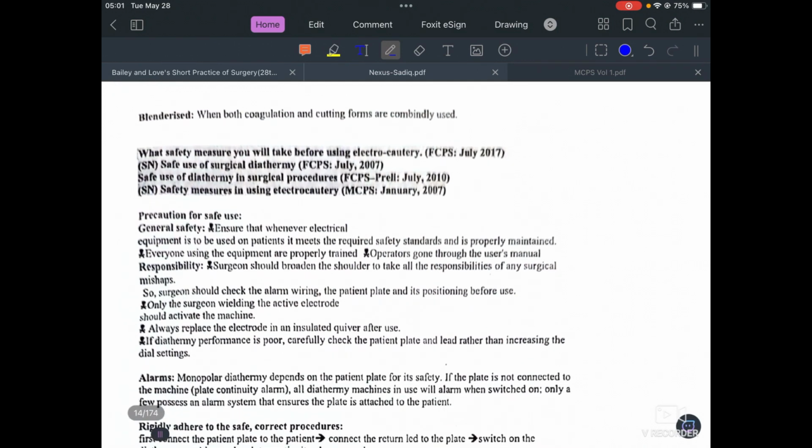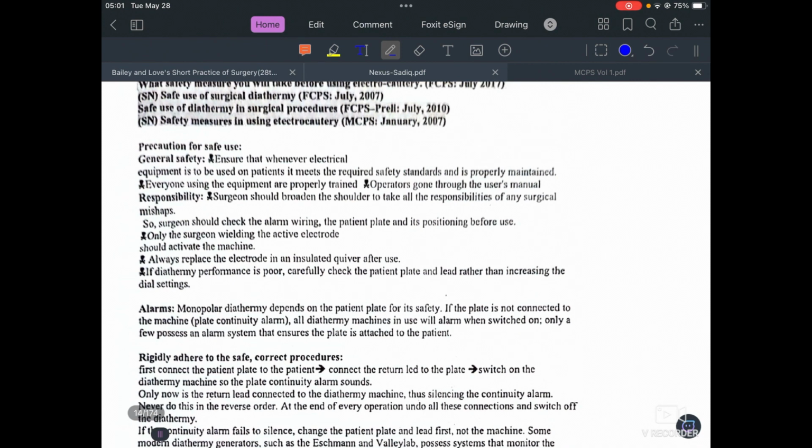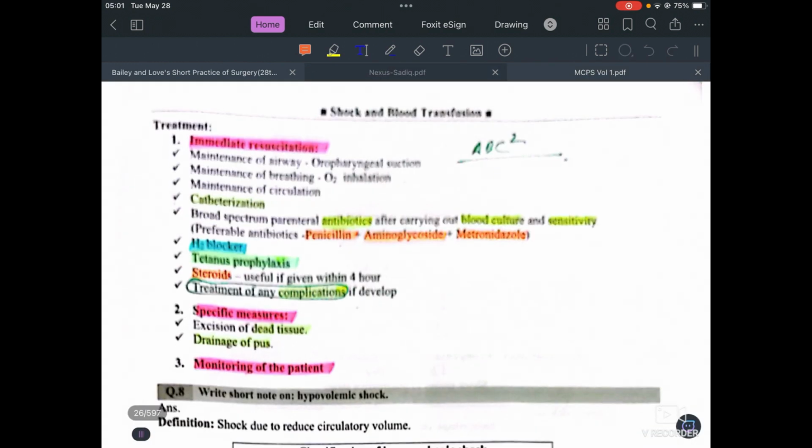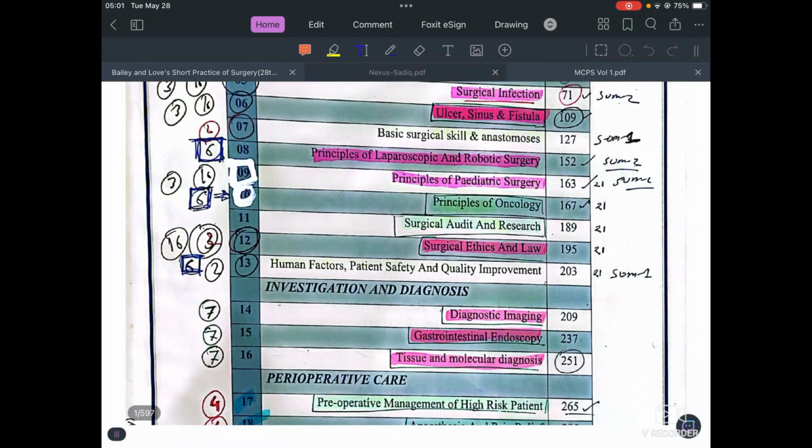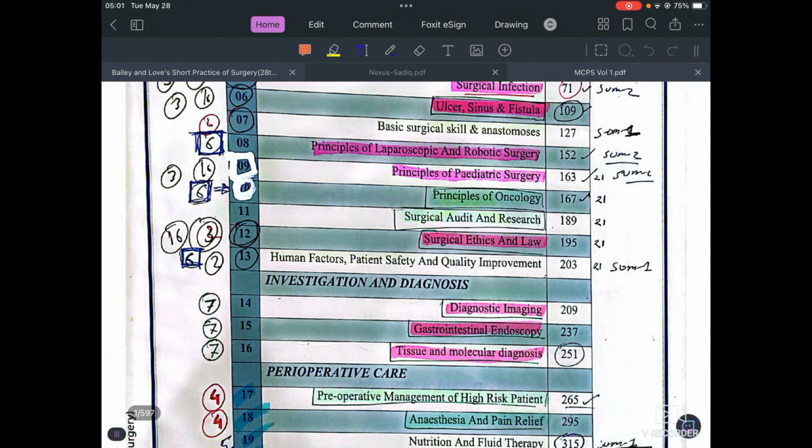Okay, now come to another important measure. What safety measures will you take before using electrocautery or diathermy? Precautions for safe use, general safety: ensure that whenever electrical equipment is used on a patient, it meets the required safety standard and is properly maintained. For this we can go to the Nexus, here the basic surgical skill 127.